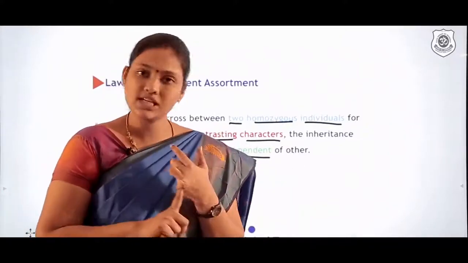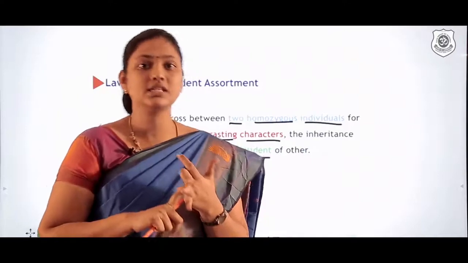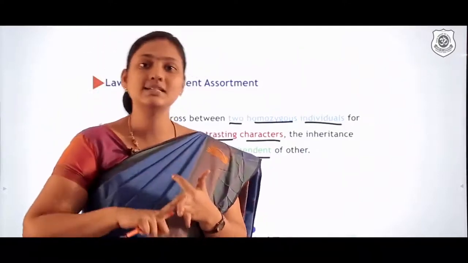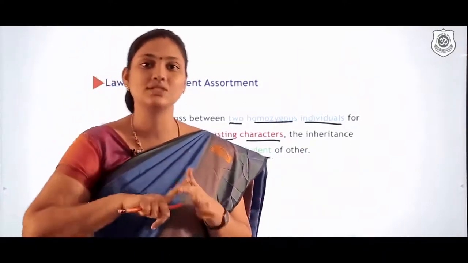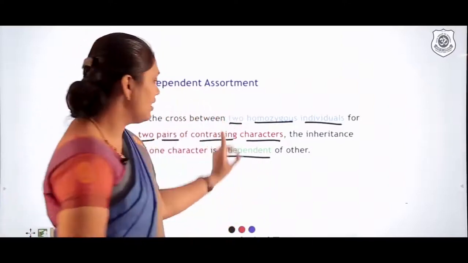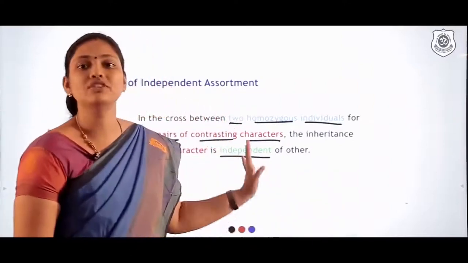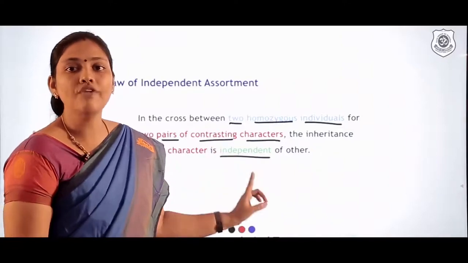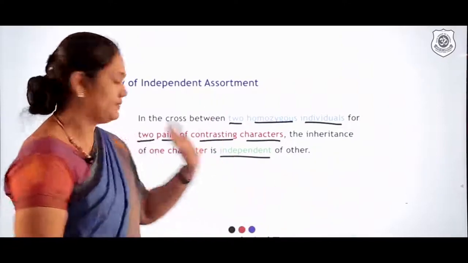You could see round seeds yellow in color, you could see round seeds green in color, you could see wrinkled seed yellow in color, whereas wrinkled seeds also in green color. This is the law which was proposed out of dihybrid cross, law of independent assortment.